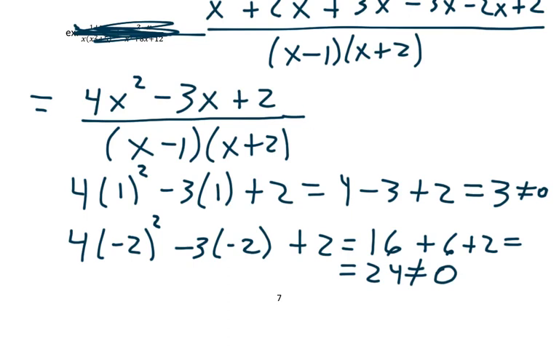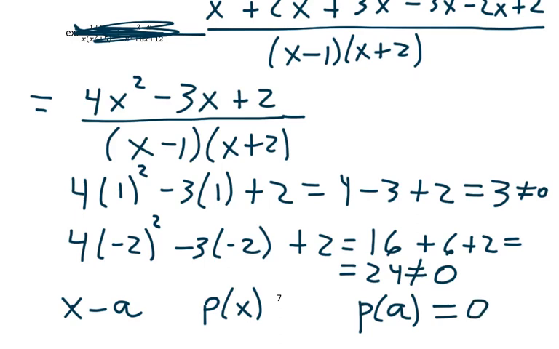So I'm actually using a fact from earlier. Namely, we have x minus a. This is a factor of some polynomial p exactly when p maps a to 0. That's all I'm using here.